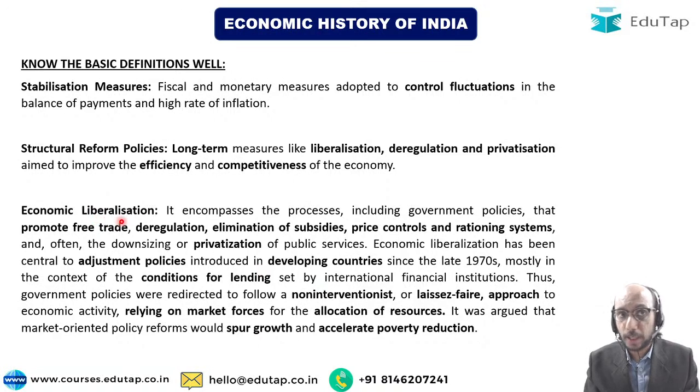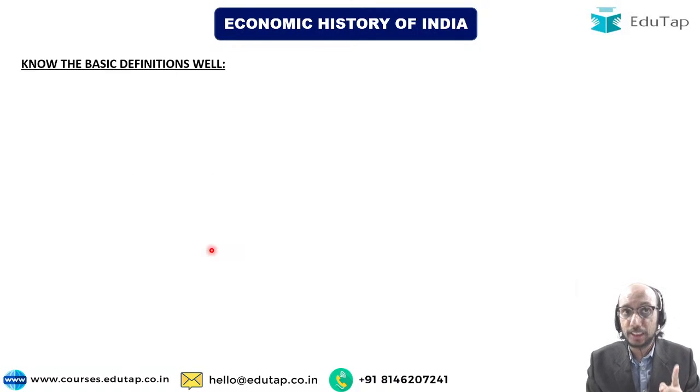This economic liberalization has often been a condition for lending. So if I went to World Bank or IMF for a loan, they asked me to undertake economic liberalization. They asked my government to become non-interventionist. They asked my government to allow a laissez-faire approach to thrive, in the sense that allow the market forces to function, allow the market forces to determine the allocation of resources. It will help in spurring growth. It will help in accelerating poverty reduction. That is what economic liberalization is all about.